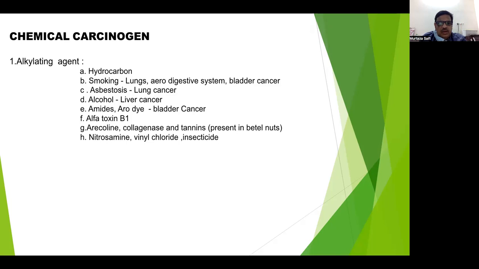Amides and aniline dyes cause carcinoma of the urinary bladder. Aflatoxin B1, arecoline, collagenase, and tannins present in betel nut are responsible for oral cancer, carcinoma of the buccal mucosa and tongue. Nitrosamines, vinyl chlorides, and insecticides are all related with various cancers.